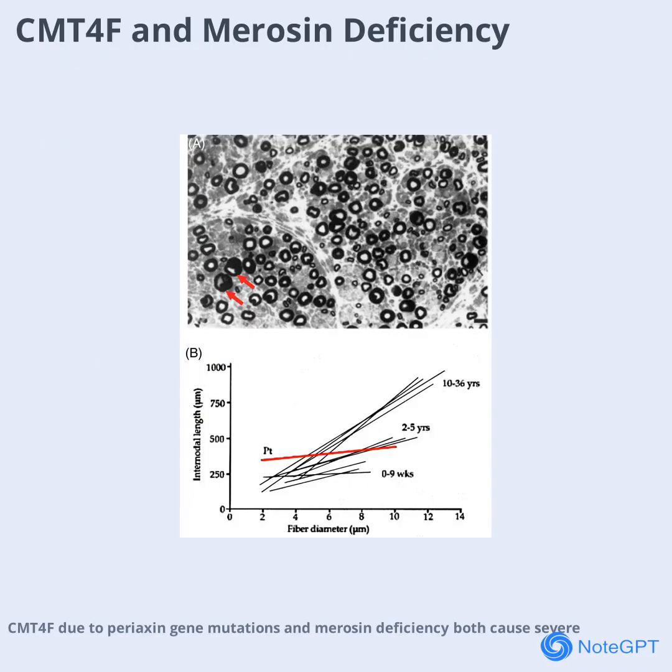CMT4F, due to periaxin gene mutations, and myrisin deficiency both cause severe early onset neuropathies with uniformly slow conduction velocities. Pathology reveals very thin myelin, short internodes, and frequent onion bulbs. These findings underscore the importance of Schwann cell axon interactions in maintaining normal conduction. In myrisin deficiency, the pattern of internodal length resembles that of newborns, supporting a developmental origin.